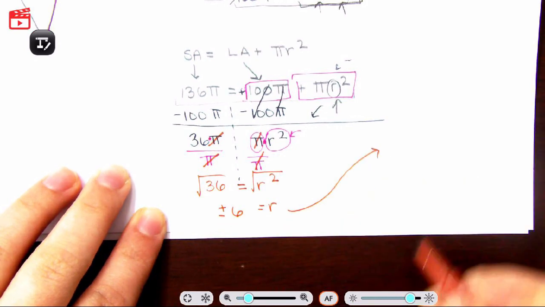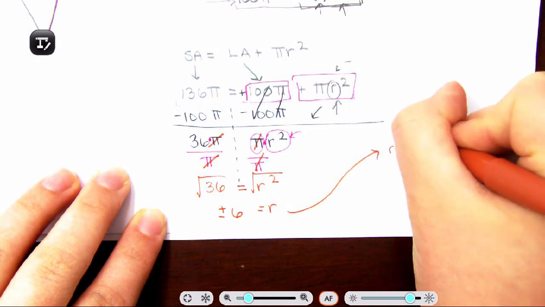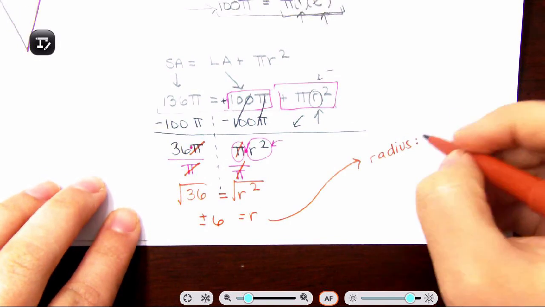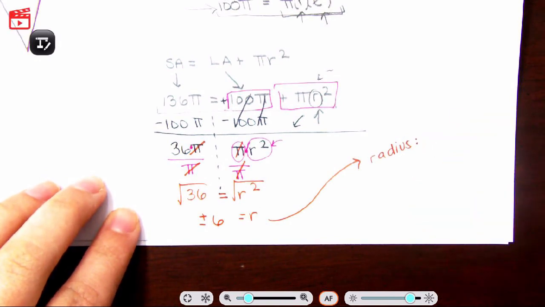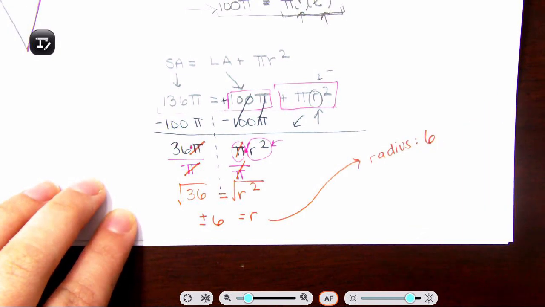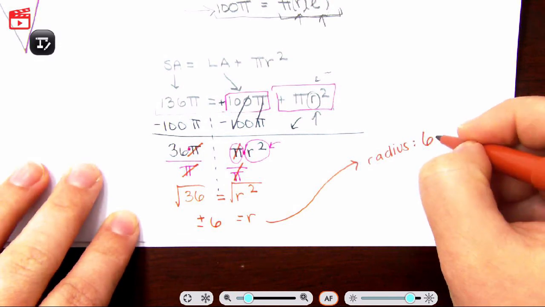However, R represents what? R represents the radius. Radius is a unit of measure. It's telling us half a diameter of a circle. So since radius is a unit of measure, we're only taking the positive value of that. Now, it doesn't tell us units. It just tells us that the lateral area is 100 pi, and it tells us the surface area is 136 pi. It doesn't tell us the units, but we still have to account for units.